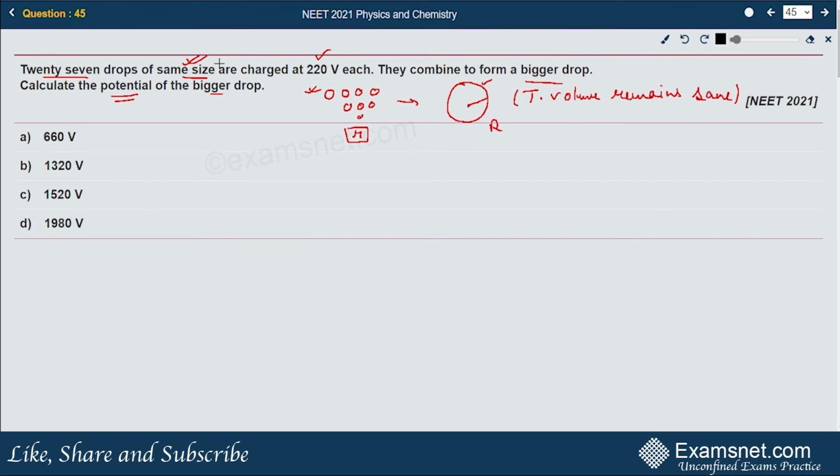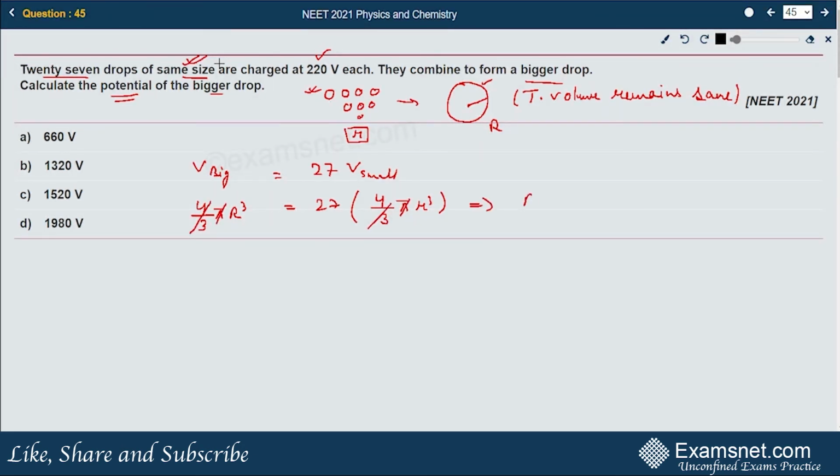So what will be the volume of the bigger drop? It will be equal to 4 by 3 pi capital R cube, and that will be equal to the total volume of the small drops. That means 27 times the volume of each small drop. So that will be equal to 27 into 4 by 3 pi small r cube. Now 4 by 3 is on both sides, so it will be cancelled. Pi is on both sides, so it will be cancelled.